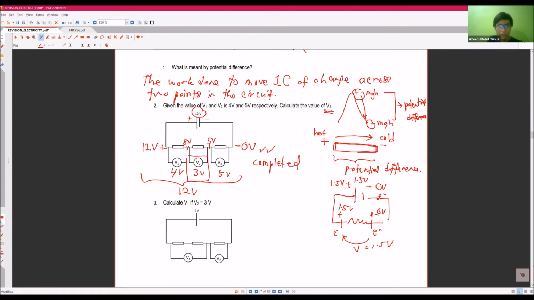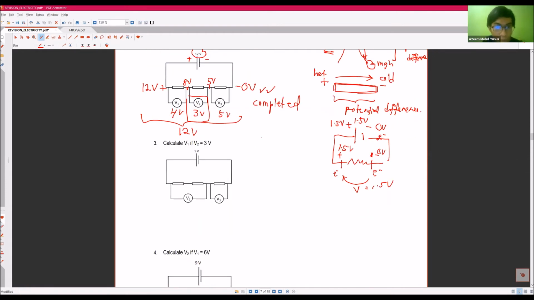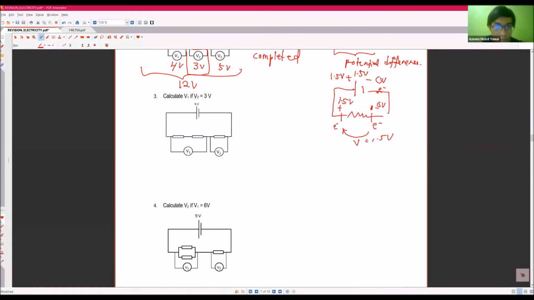Okay, let's move on to number 3. Calculate V1 if V2 is equal to 3 volts. Let's always label positive and negative. The total is 9. This is the positive side, this is the negative side. So the positive gets 9 and the negative gets 0. The potential difference between these 2 points here is 9 minus 0, which is 9 volt.